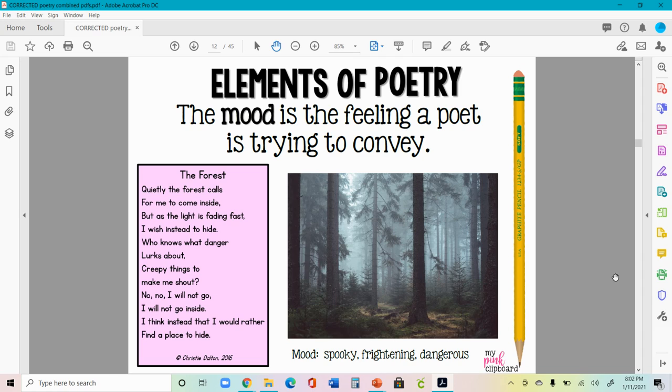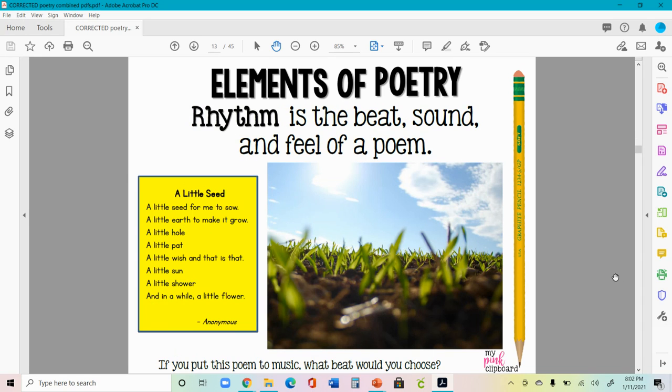So, for example, fading, hide, danger, lurks, creepy, shout, no, not, hide. Those are all negative words telling us that the mood right here is not going to be sunshiny and happy, but something that's a little frightening.